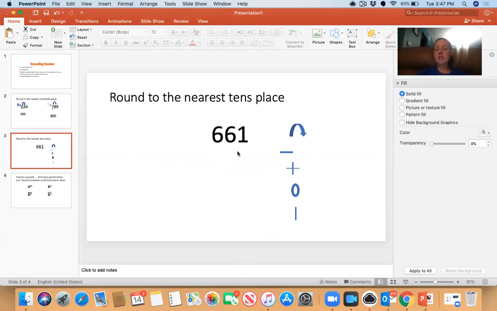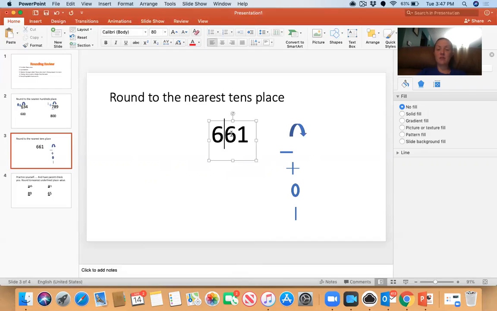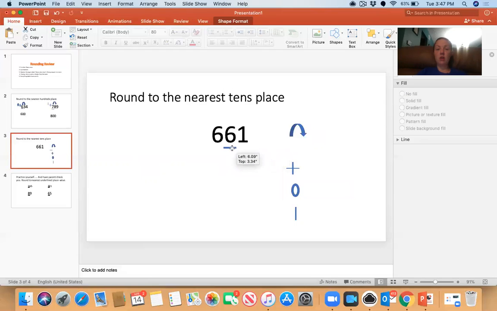So the number that's in the tens place is our second six, or the six that is in the middle, because we have our hundreds, then we have our tens, and then we have our ones. So it's the six that is in the middle. So I'm going to take my line and I'm going to underline the tens place.